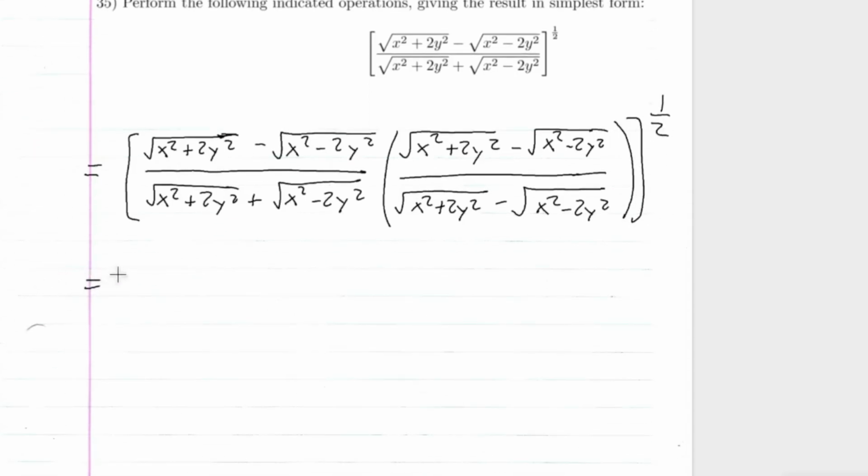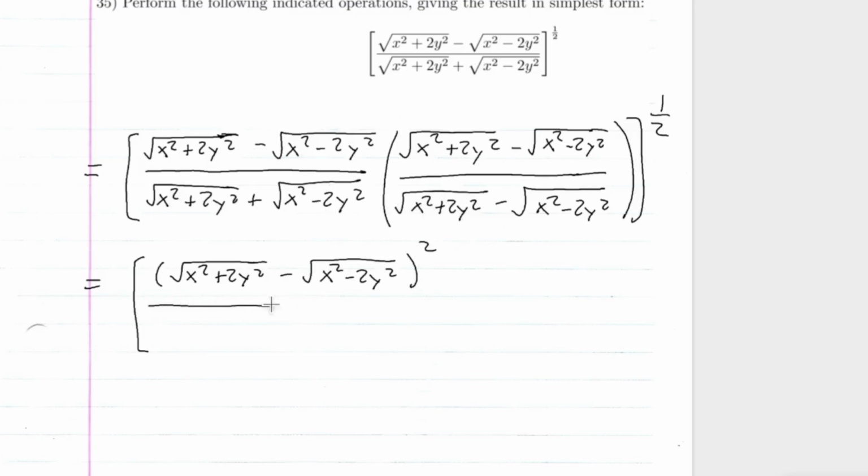So here, notice we have the same thing on top, the square root of x squared plus 2y squared minus the square root of x squared minus 2y squared. So the top is just going to be the square root of x squared plus 2y squared minus the square root of x squared minus 2y squared, squared, because it's the same thing multiplied by itself. Now the bottom, it actually does reduce quite a bit, because the square root of x squared plus 2y squared times itself is just going to be the same thing, but without the radical, x squared plus 2y squared.